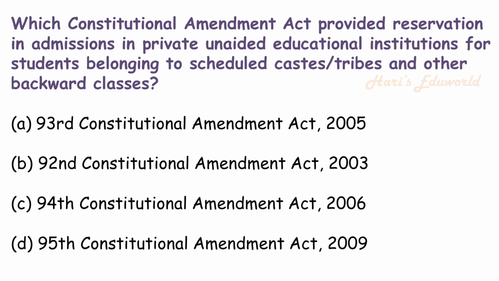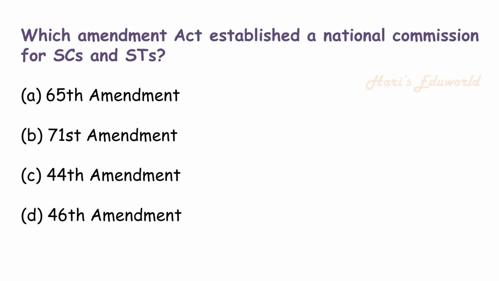Which Constitutional Amendment Act provided reservation in admission in private unaided educational institutions for students belonging to scheduled caste, tribe, and other backward classes? Answer option A, 93rd Constitutional Amendment Act 2005. Which Amendment Act established a National Commission for SC and STs? Answer option A, 65th Amendment.